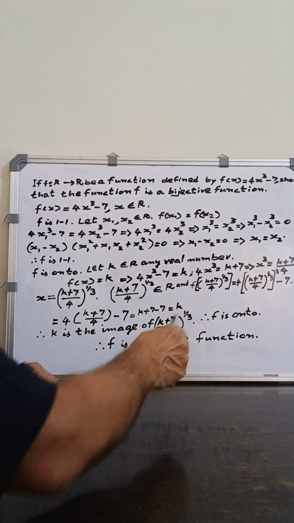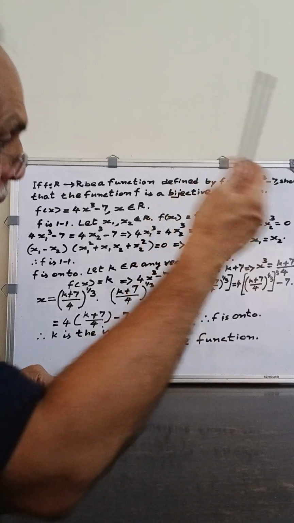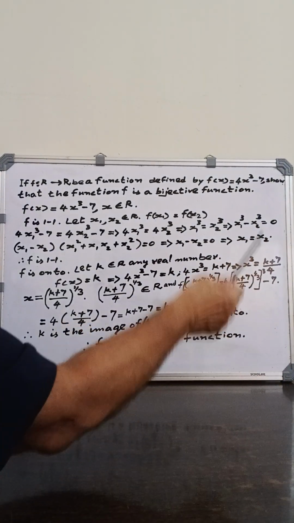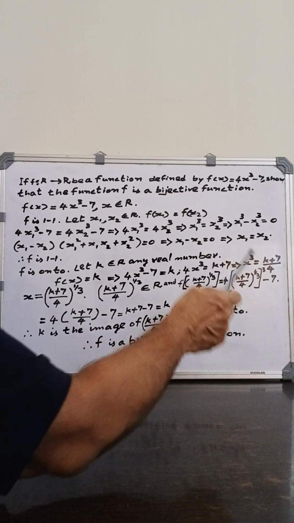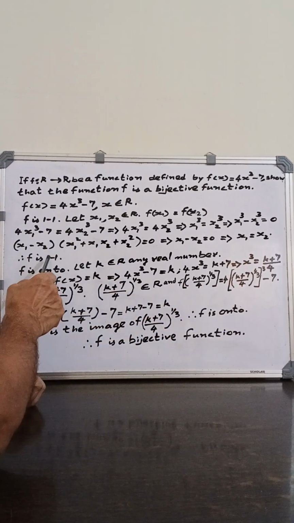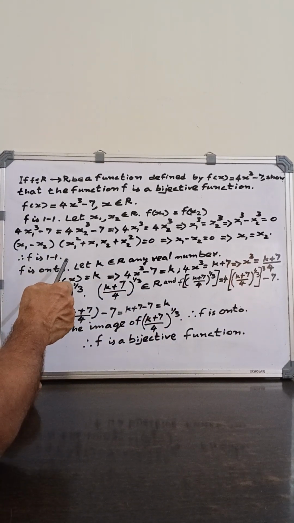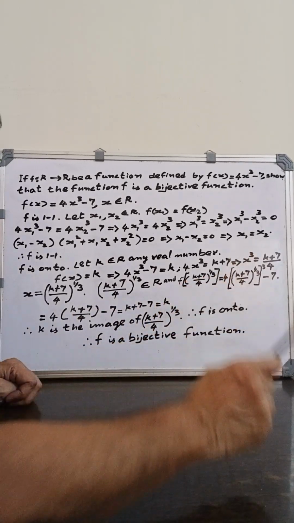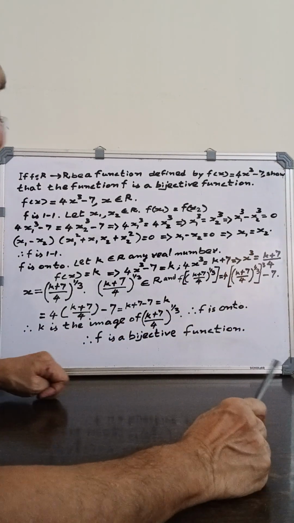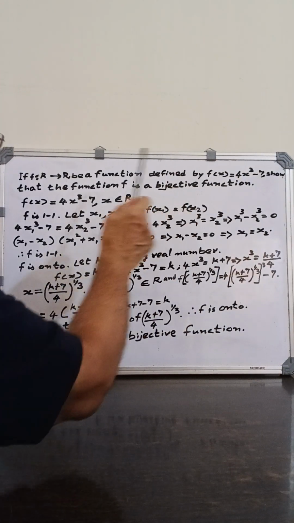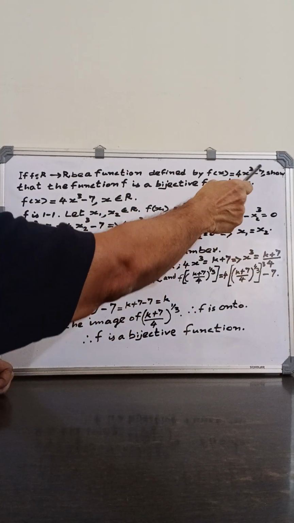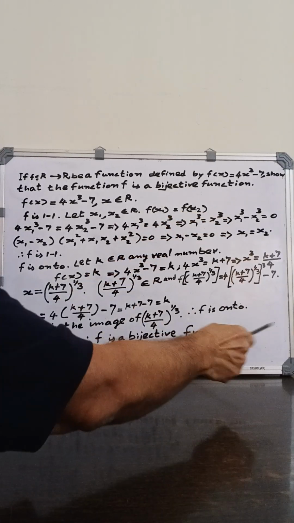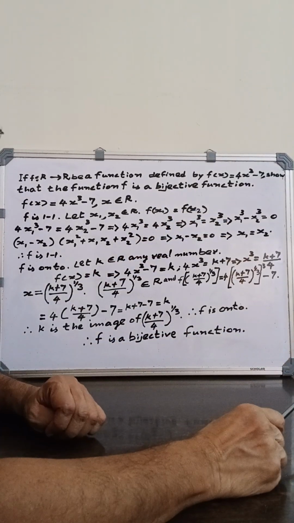That is, this obeys the concept of onto function. Therefore, we can say f is onto. F is one-one, we already established here, and now we have shown that f is onto. From this we can conclude that the given function f of x equals 4x cubed minus 7 is a bijective function. Hence, concluded.